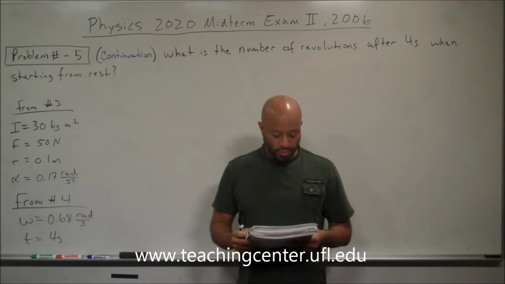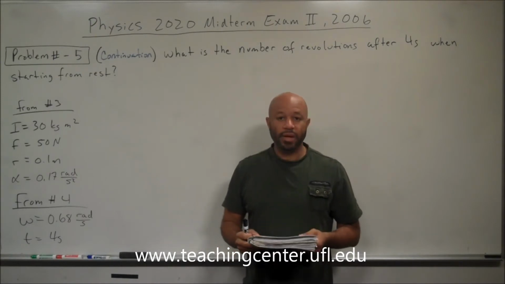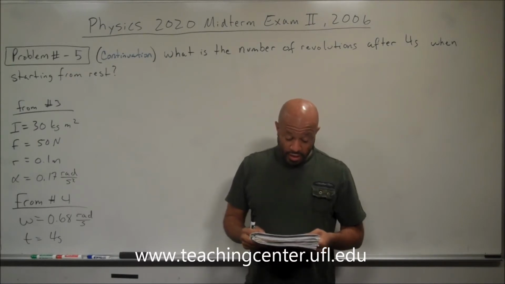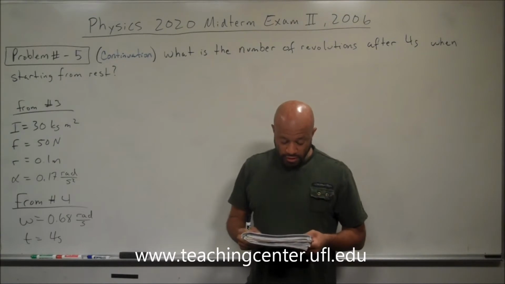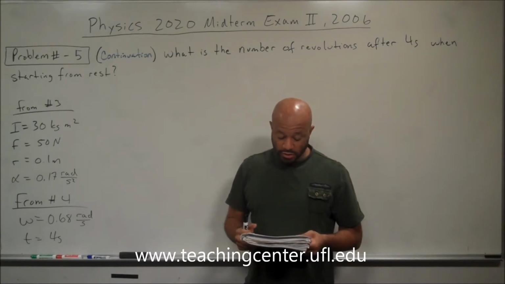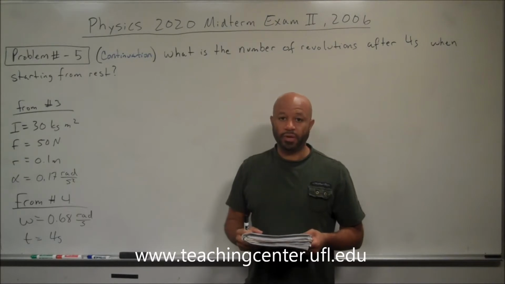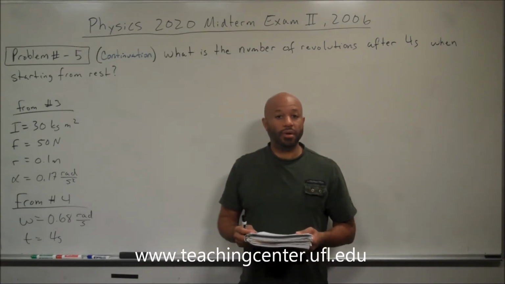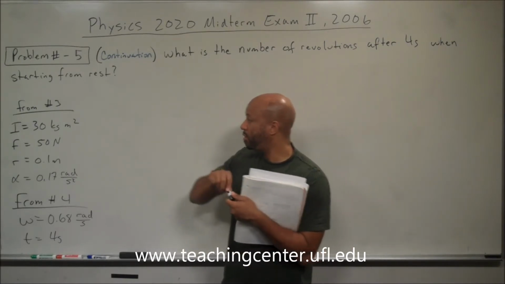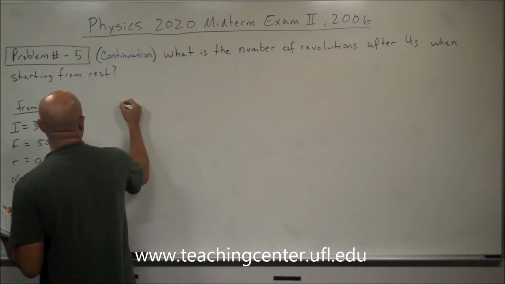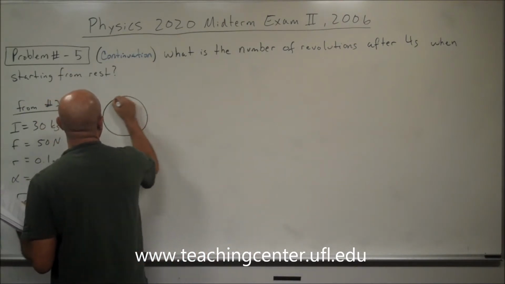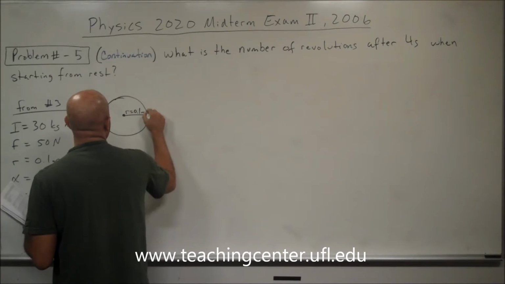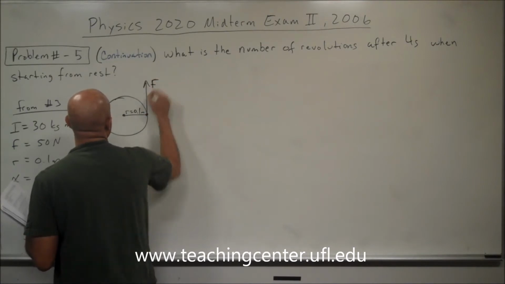Alright, so I'm going to work through problem number 5, and this problem actually is a continuation from problems number 3 and 4. Basically this problem is asking us, what is the number of revolutions after 4 seconds when starting from rest? So in order for you to do this problem, it is probably a good idea for you to have done problems 3 and 4. And if you can remember, we were talking about a wheel that had a radius r, which was 0.1 meters, and we applied a force so as to rotate this wheel.